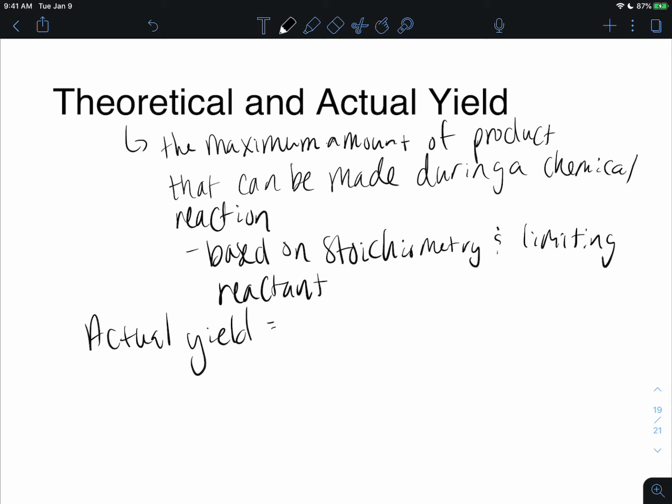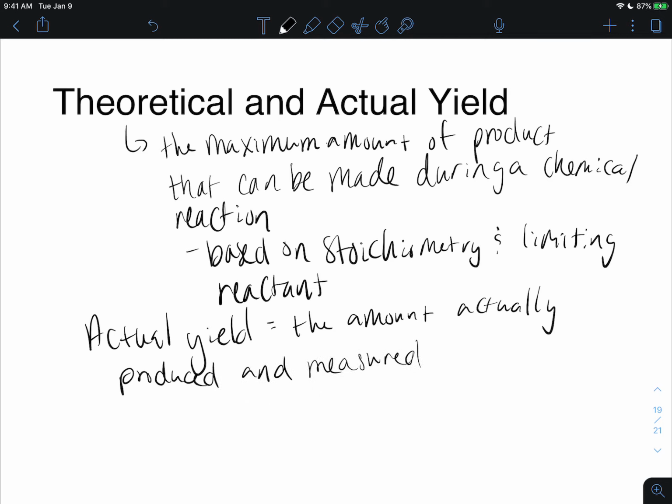So we always look at our actual yield as well, which is the amount actually produced and weighed, or produced and measured. Because you could potentially produce something that's a liquid and you could do a volume instead. Okay? As a general rule, actual yield and theoretical yield are reported in grams.